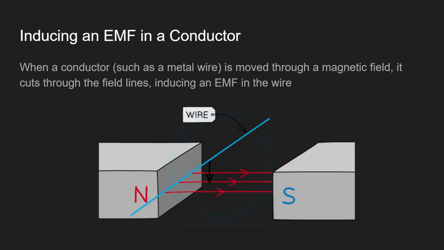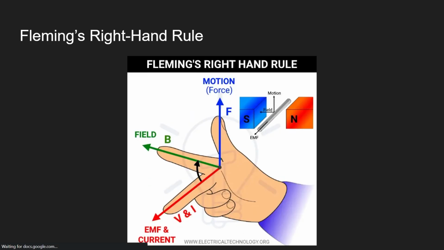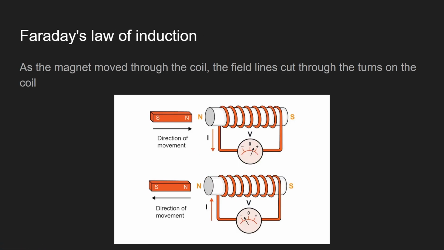Inducing EMF. When a wire passes through a magnetic field, or we say B field, we can have an induced current in it. I have to talk about Faraday's law of induction.